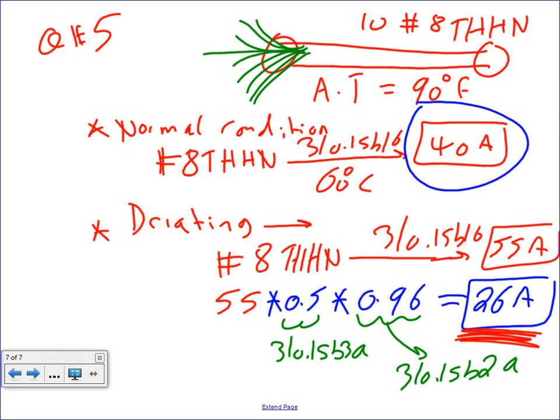But if my derating from the 90-degree column was higher than 40, I'm still limited to 40, unless the terminals are rated. Yes. If this came up with 50, you're limited to 40, no matter what, unless the terminals are 75. Any question, guys?